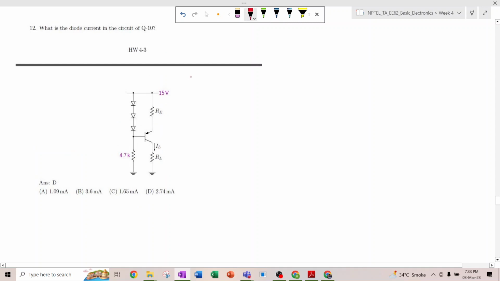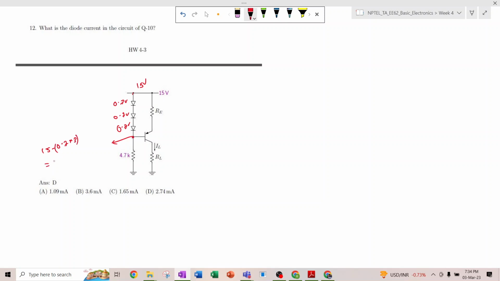So the next question: what is the diode current in this circuit? This is a very easy question again. 15 volt is applied over here, and if the diode conducts, then there will be 0.7 volt potential drop across each diode. So after 3 diodes in series, the potential at this base terminal comes out to be 15 minus 0.7 into 3, so 15 minus 2.1, which is 12.9 volt.